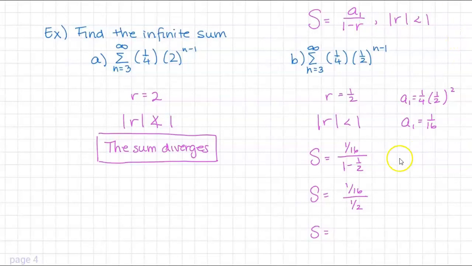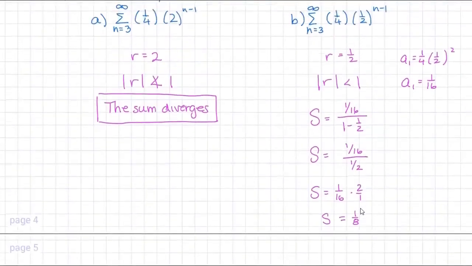When you divide fractions, remember to multiply by the reciprocal: 1/16 times 2 over 1. The sum is 1/8. And there you go, there's your answer. I needed to do that, sorry. I can't box it otherwise, it was too low. So, not so bad. Infinite sums are pretty simple.